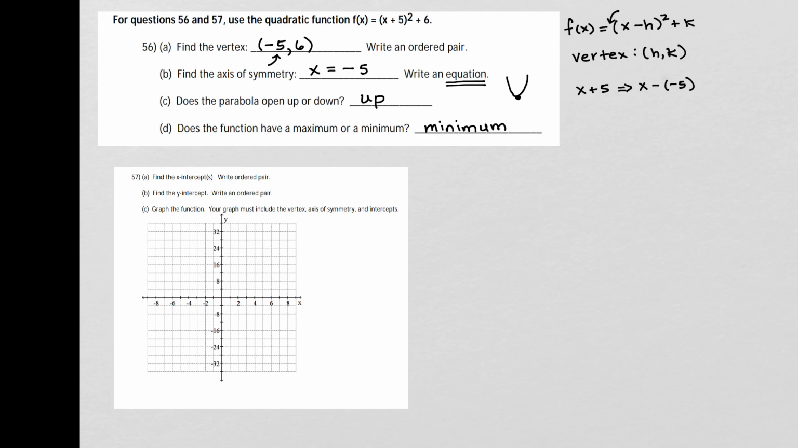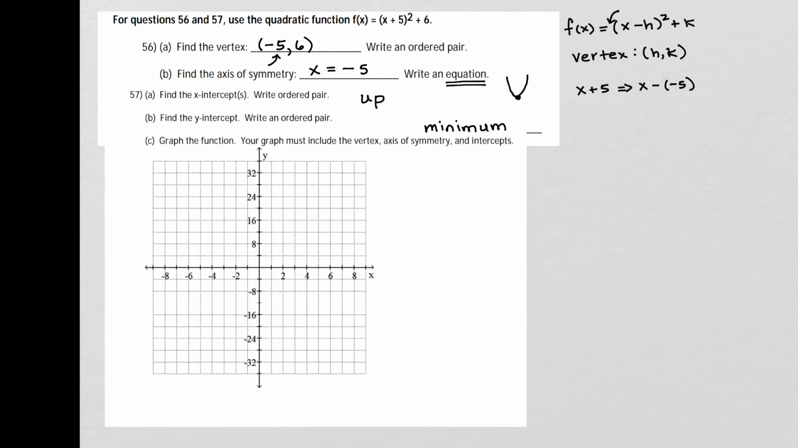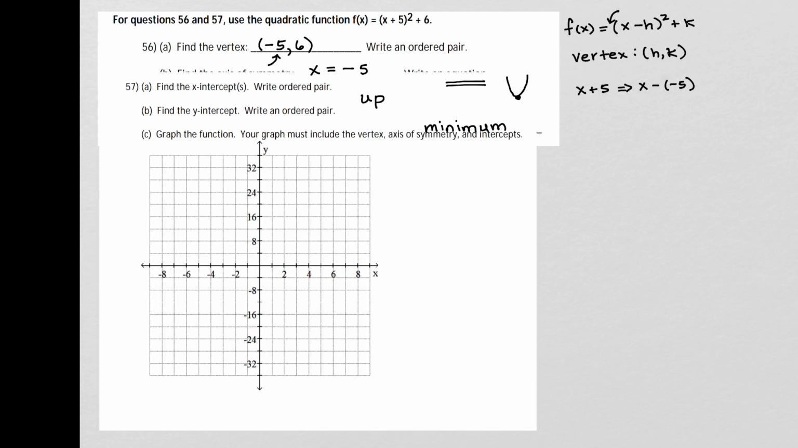Let's put that in place. I'm going to make this a little bigger. Oh, that's funny. Okay, so I'm going to erase that part so that we can work.